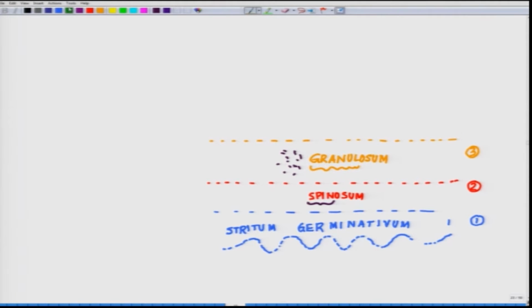Next, let us move on to the fourth layer. The fourth layer is called stratum lucidum, and the fifth and final layer, which is the topmost layer, is called stratum corneum.